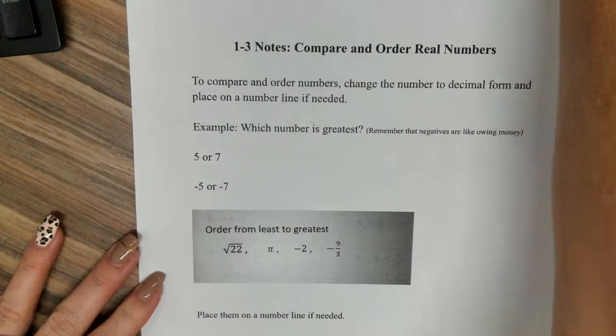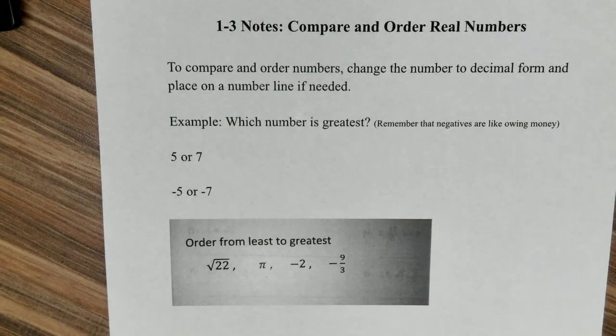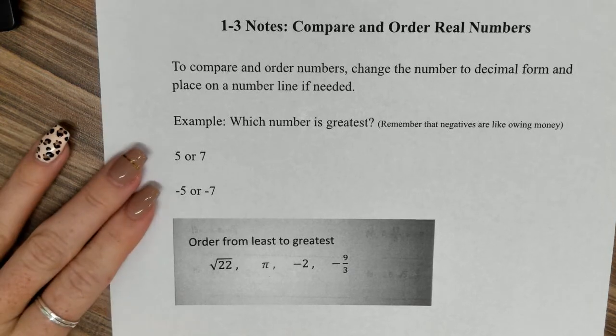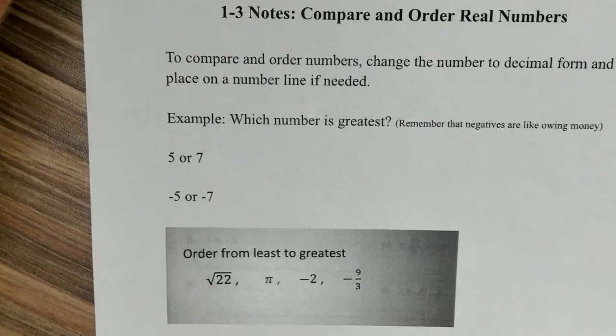So today, again, we're going to compare and order numbers. To compare and order numbers, simply change them to a decimal in your calculator, and then you can compare them. Let's do some basic review that you learned in 6th grade. So when you have two positives, super easy.